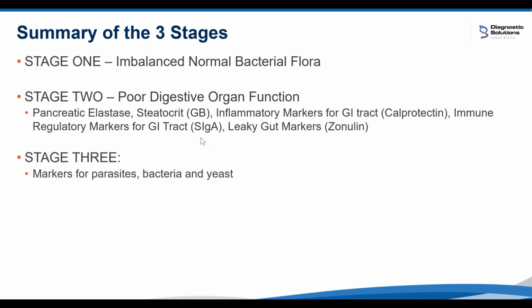Okay, so then a summary of the 3 different stages. We've got stage 1, the imbalanced normal bacteria, right? These are the commensal good bacteria, but they're out of balance, so there's a problem with the microbiome. Stage 2, there's digestive organ issues, the pancreas, the gallbladder, the intestinal tract, something's not working in terms of an organ. And then stage 3, there's some kind of bug that you gotta kill, whether it's parasite, bacteria, or yeast.